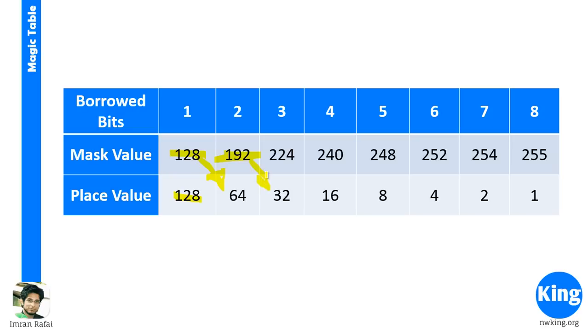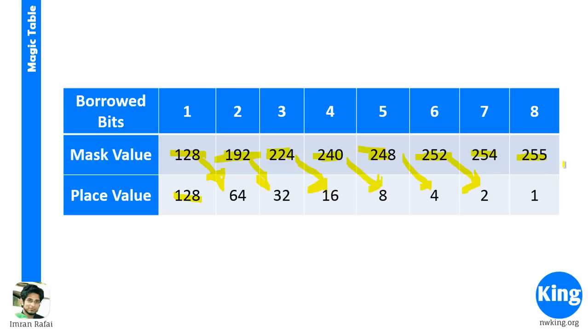192 plus 32 will give you 224. Plus 16 will give you 240. Plus 8 will give you 248. Plus 4 will give you 252. Plus 2 will give you 254 and then 255. So in your subnet mask, these are the 8 values that are valid.